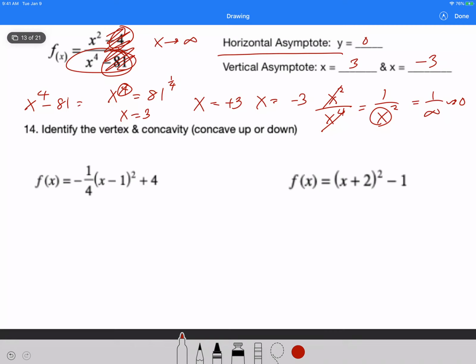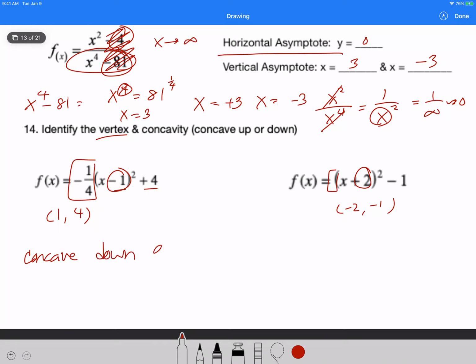All right, identify the vertex and concavity, concave up or concave down. The vertex should be very easy to solve for. It should be positive 1, 4, negative 2, negative 1. Remember, always flip the sign of whatever is in the parentheses. Then the concavity is told by the very first number before the parentheses. All you've got to do is see if it's negative. That means it's concave down because your a value is negative. This will be concave up because the a value is positive. I know there's no number in there, but that means it's a positive 1 in there. Because it's positive, I don't care that it's 1, it's positive, so it's concave up. Okay?